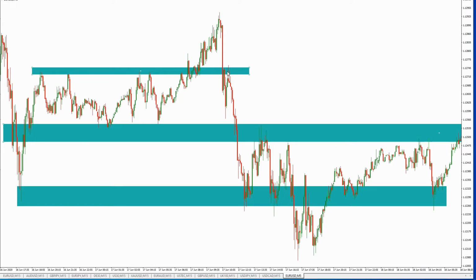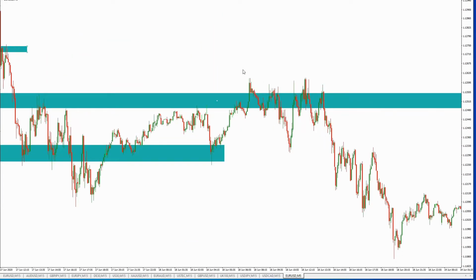There's quite a lot of fighting here. And you can find this everywhere. Look at this area here.